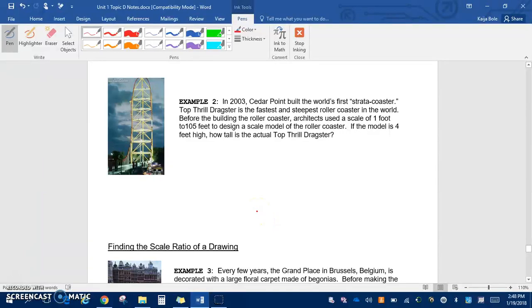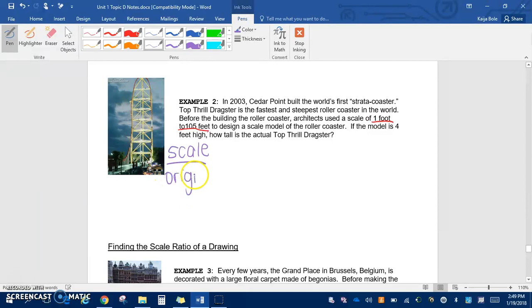Example 2 on the next page says, in 2003, Cedar Point built the world's first Stratocoaster, Top Thrill Dragster, the fastest and steepest roller coaster in the world. Before building the roller coaster, architects used a scale of 1 foot to 105 feet to design a scale model of the roller coaster. If the model is 4 feet high, how tall is the actual Top Thrill Dragster? So we are always doing Y over X, so scale over the original.